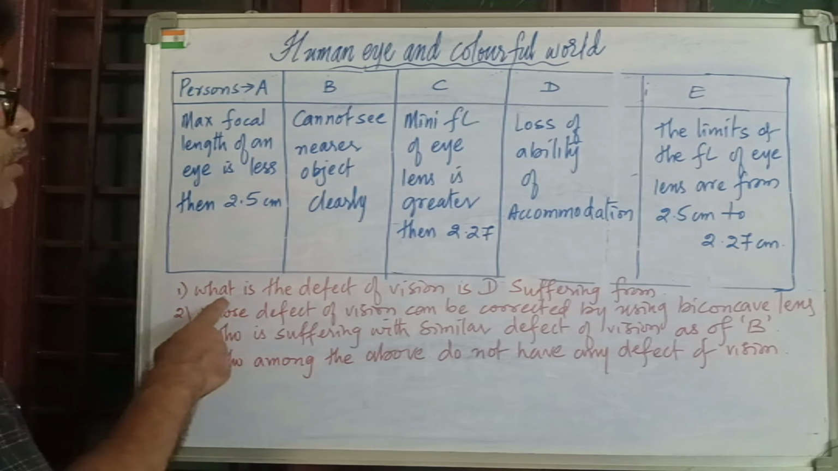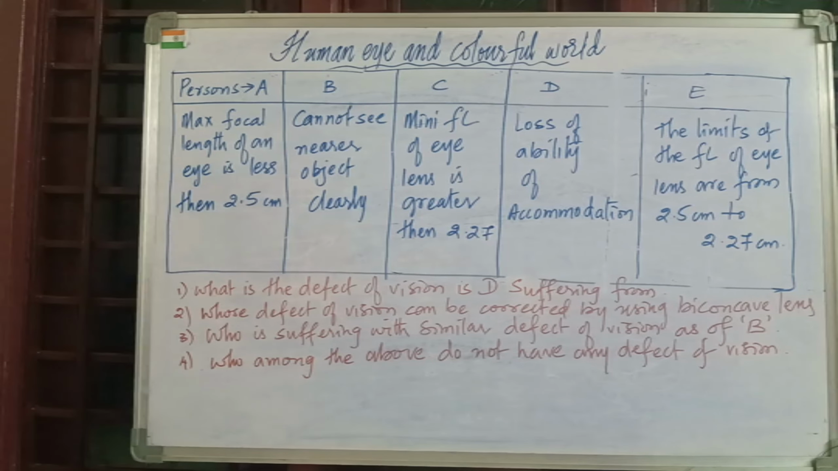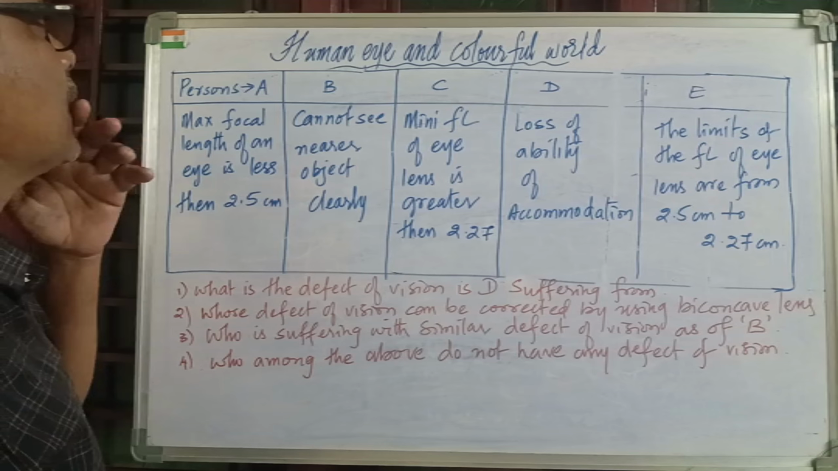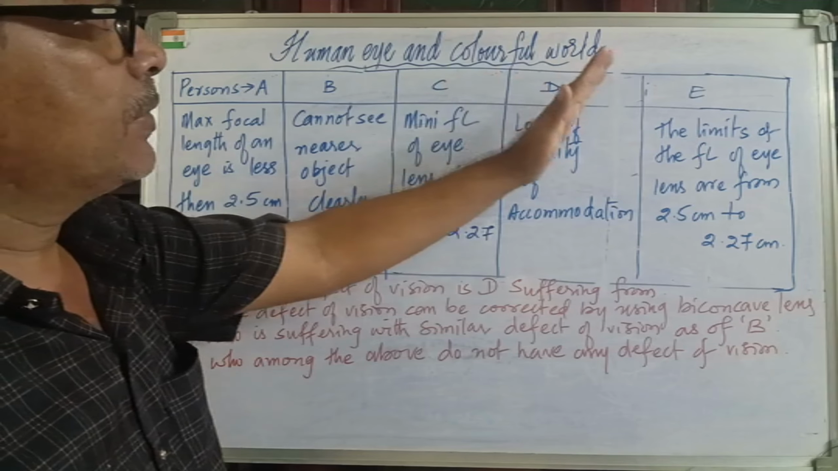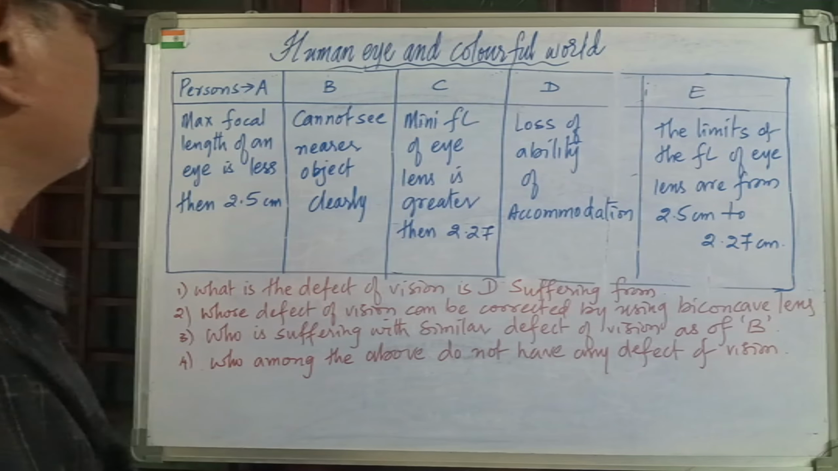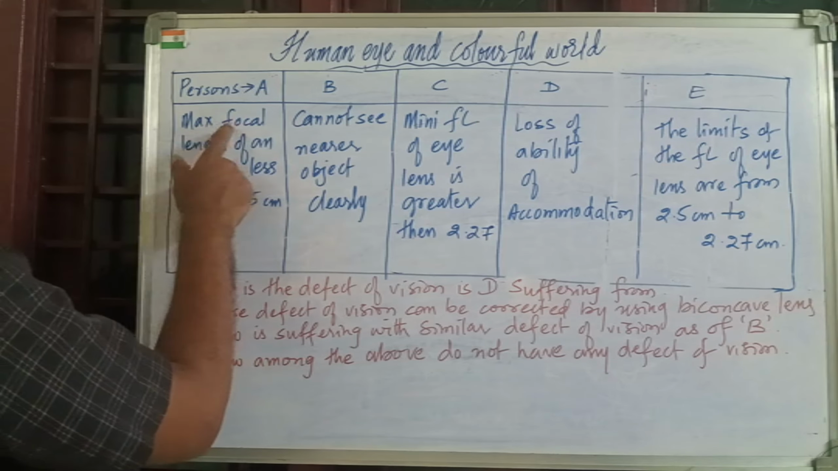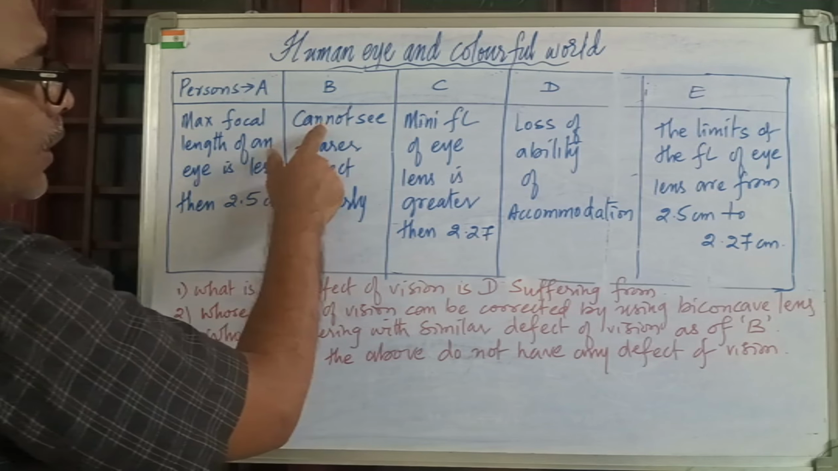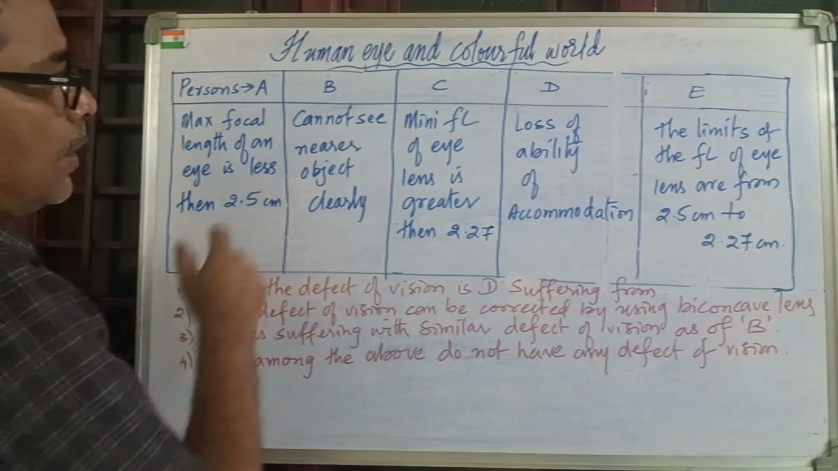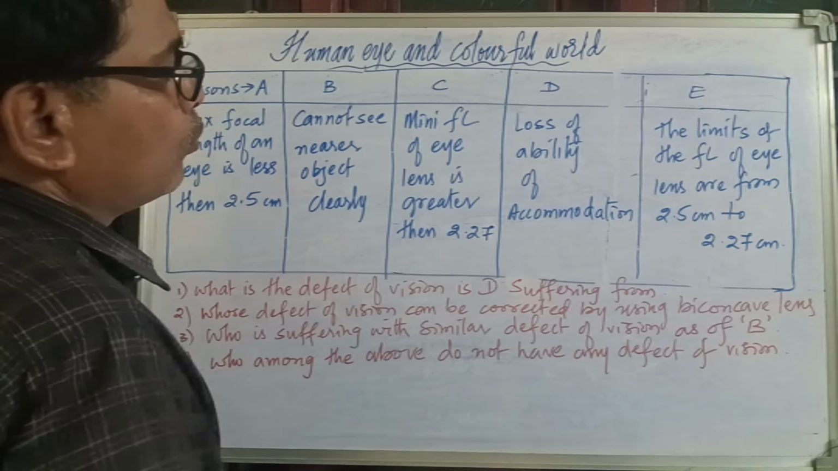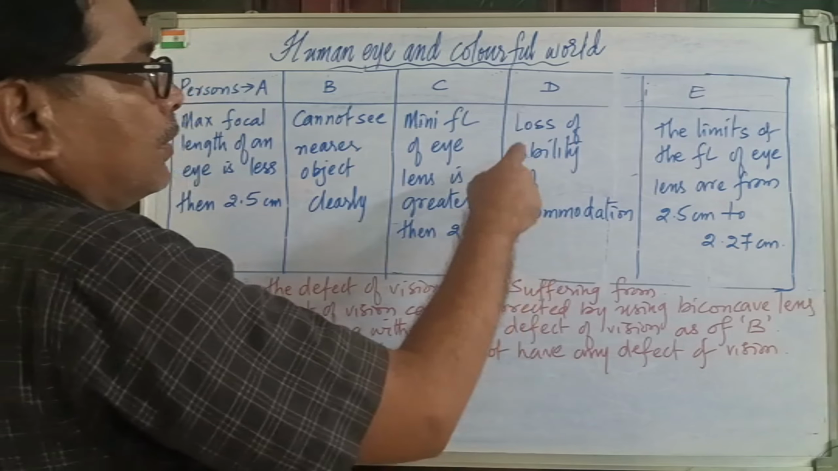The information skill question on this lesson: here he has given five persons, A, B, C, D, E. The first person's defect is that the maximum focal length of the eye is less than 2.5. The second one cannot see near objects clearly. C, minimum focal length of the eye lens is greater than 2.27. The next one is what?